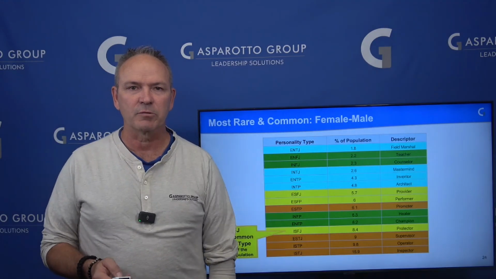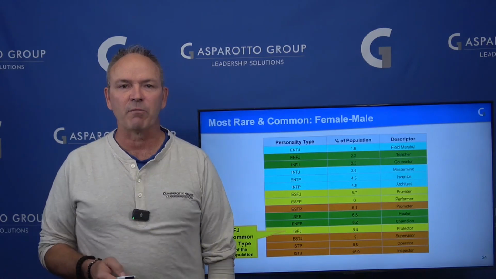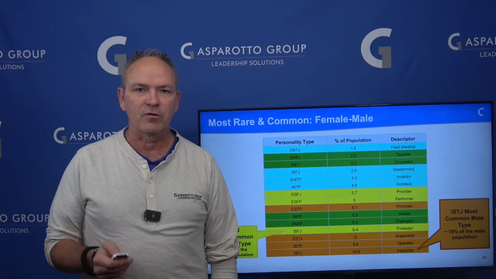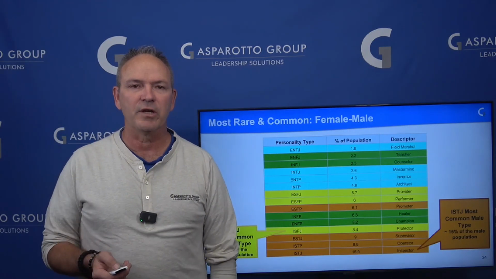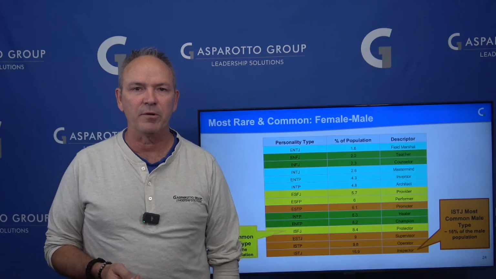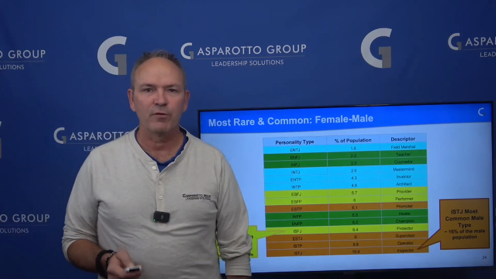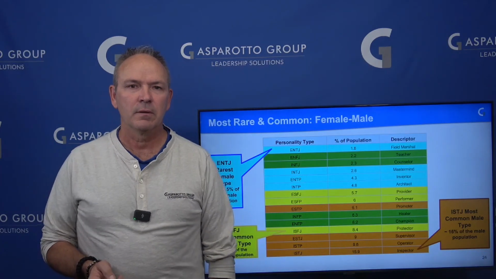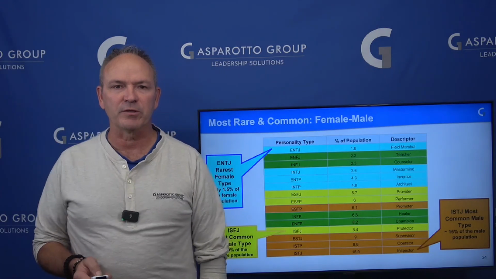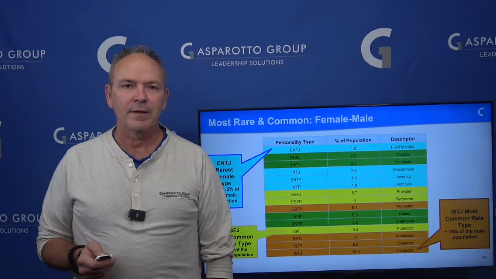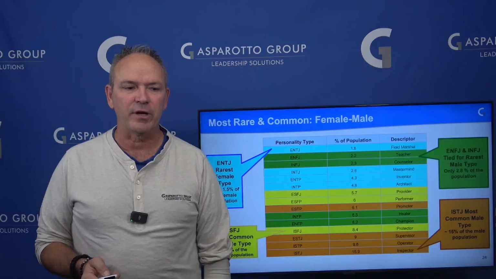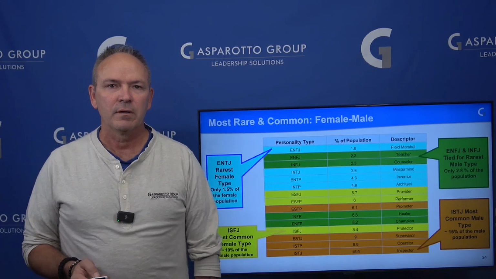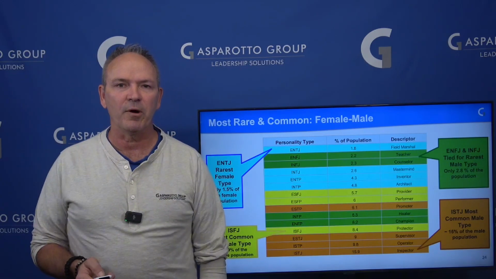ISFJ, protector, is the most common female personality type. This consists of about 19% of the female population. ISTJ, inspector, is the most common male personality type. ISTJs make up about 16% of the male population. ENTJ, Field Marshal, is the rarest female personality type. Only about 1.5% of the female population has this preference. ENFJ, Teacher, and INFJ, Counselor, are tied for the rarest male personality type. This consists of only about 2.8% of the male population.